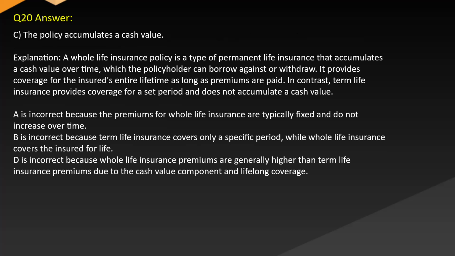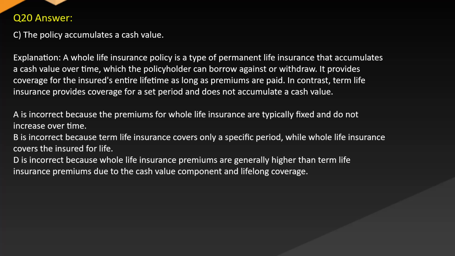Answer: C. The policy accumulates a cash value. Explanation: a whole life insurance policy is a type of permanent life insurance that accumulates a cash value over time, which the policyholder can borrow against or withdraw. It provides coverage for the insured's entire lifetime as long as premiums are paid. In contrast, term life insurance provides coverage for a set period and does not accumulate a cash value.